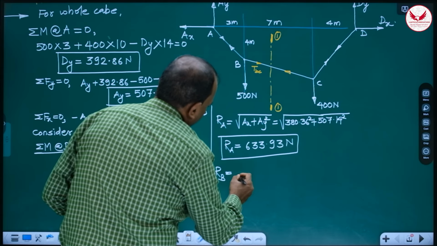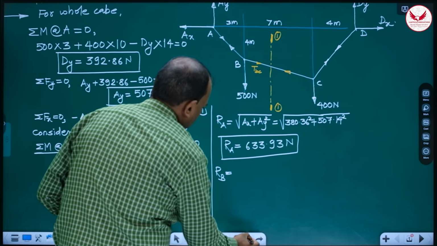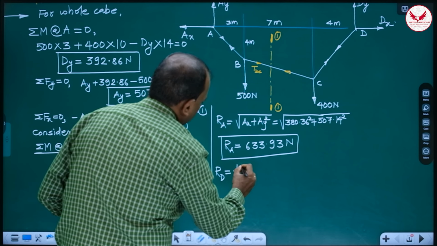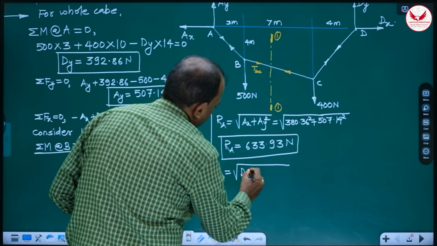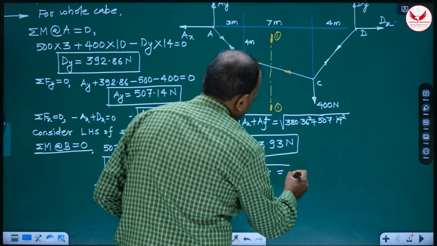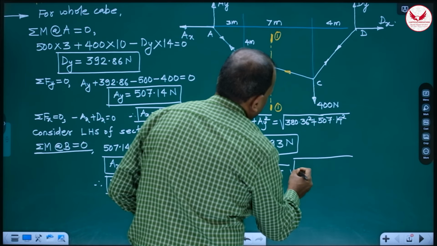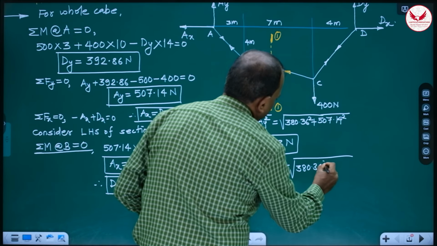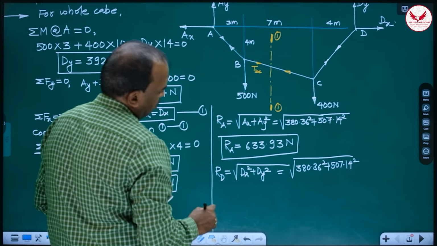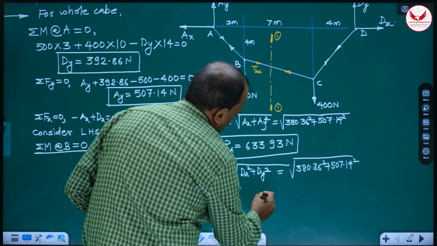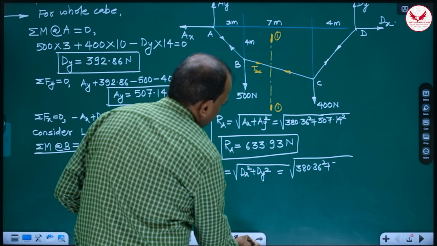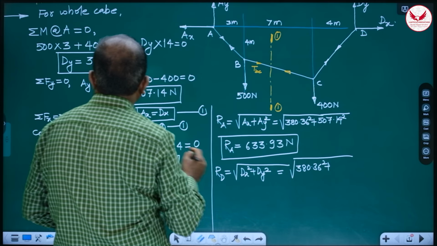RB is going to be under root, sorry, it is RD, the reaction at D. It is going to be under root DX square plus DY square, and it is nothing but 380.36 square plus, sorry, not 507, DY is different, 392.86 square.